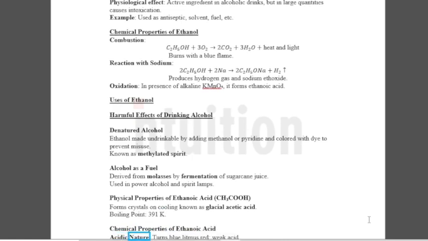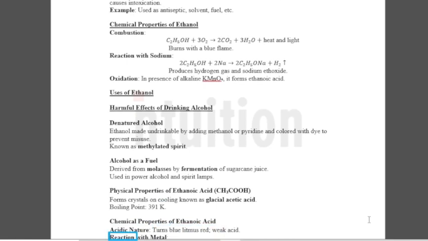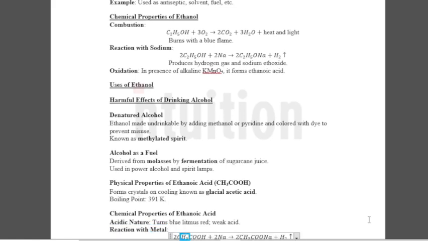Chemical properties of ethanoic acid. Acidic nature: turns blue litmus red. Weak acid. Reaction with metal: 2CH3COOH + 2Na → 2CH3COONa + H2↑.